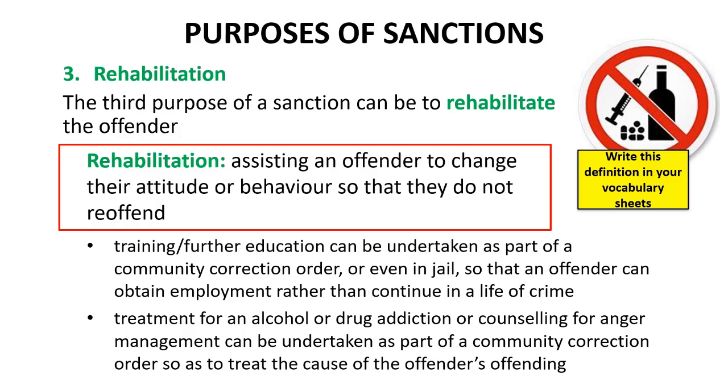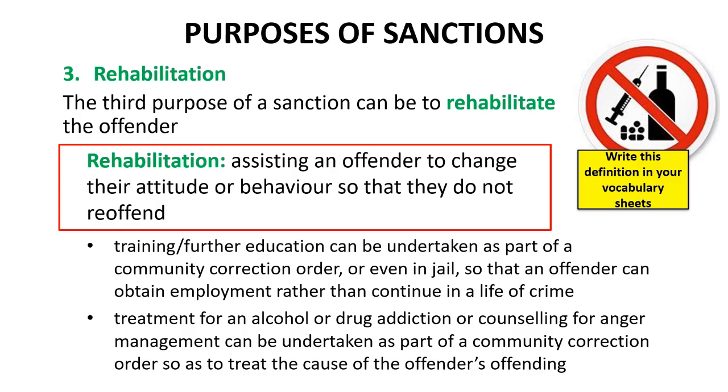a life of crime. Similarly, it may be that an offender commits an offence because they are addicted to alcohol or drugs, or because they have difficulty controlling their temper. As part of a community correction order, the offender can be ordered to undertake treatment for their alcohol or drug addiction, or to obtain counselling for anger management. The purpose of imposing these kinds of conditions is to rehabilitate the offender by treating the cause of the offender's offending.